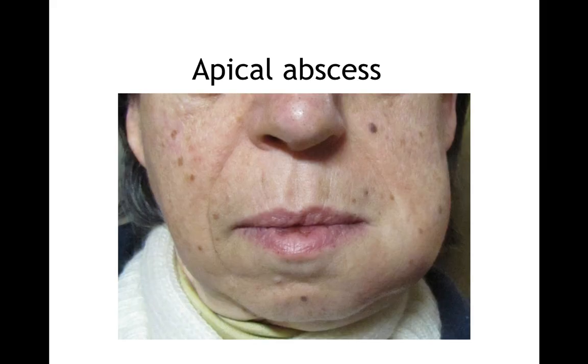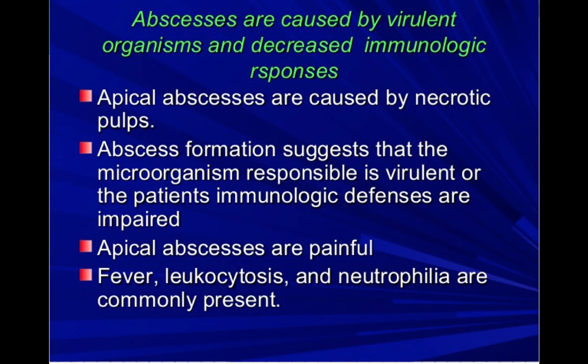Apical abscess. Abscesses are caused by virulent organisms and decreased immunologic responses. Apical abscesses are caused by necrotic pulps. Abscess formation suggests that the microorganism responsible is virulent or the patient's immunologic defenses are impaired. Apical abscesses are painful; fever, leukocytosis, and neutrophilia are commonly present.